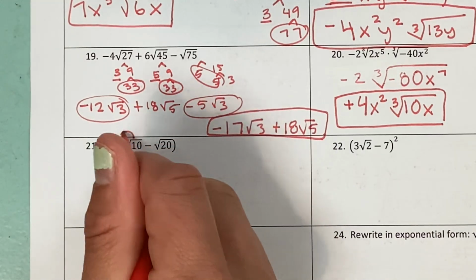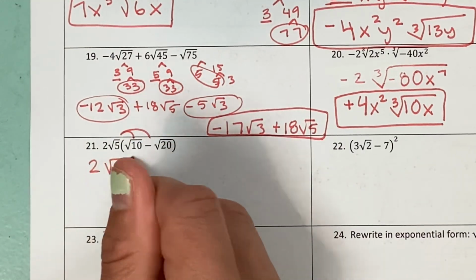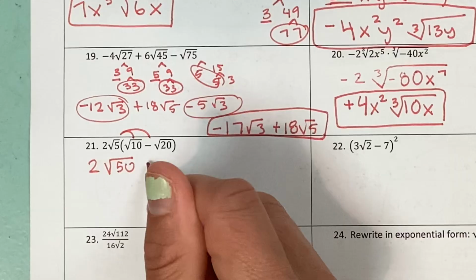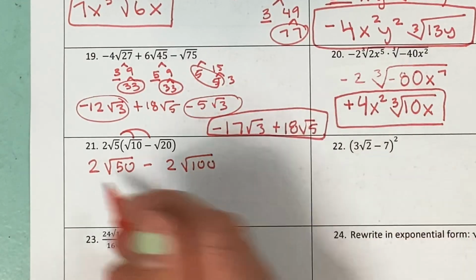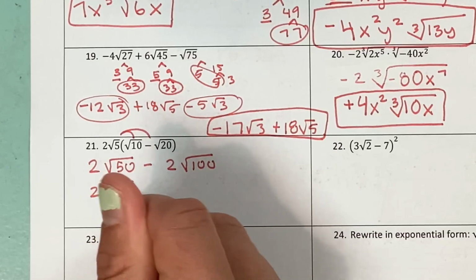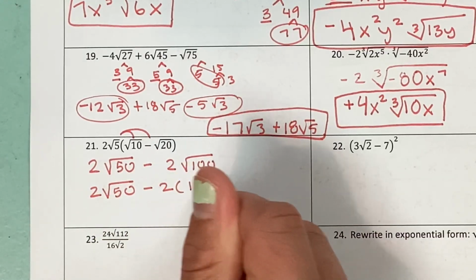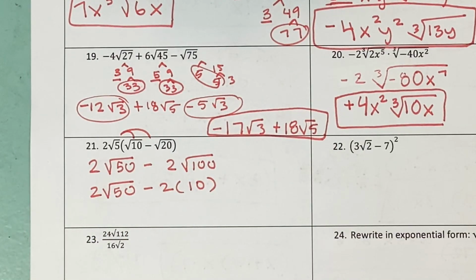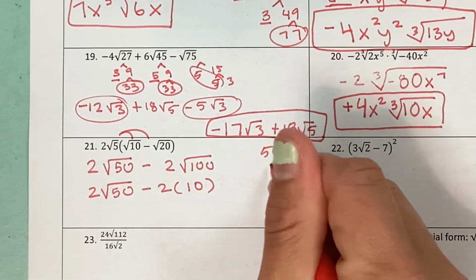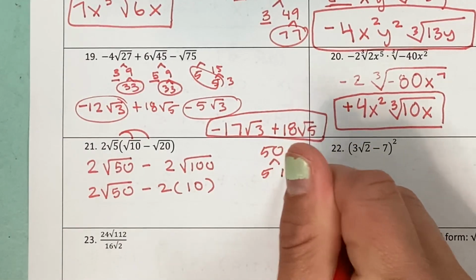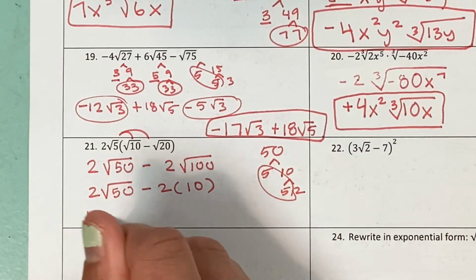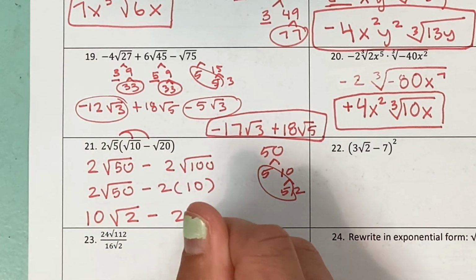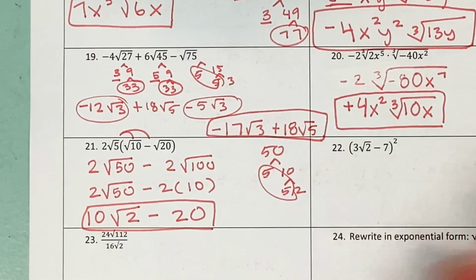Okay, we're going to distribute here. So that gives you 2 square root of 50 minus 2 square root of 100. 2 square root of 50 minus 2 times 10, because the square root of 100 is 10. And then 50 will break down to 5 and 10, 5 and 2, a pair of 5s. So 10 square root of 2 minus 20 is my final answer.